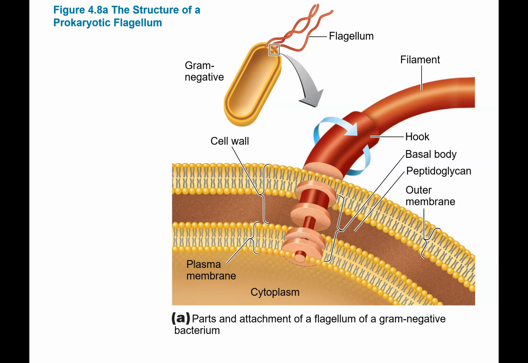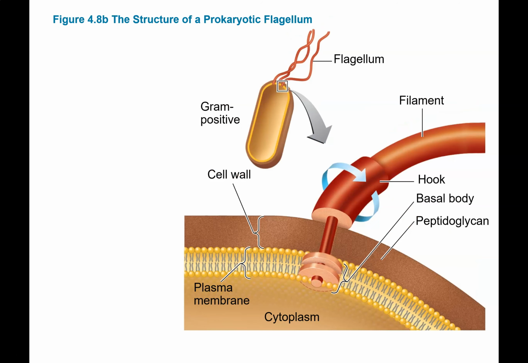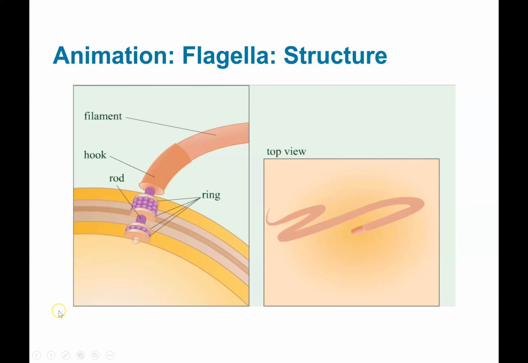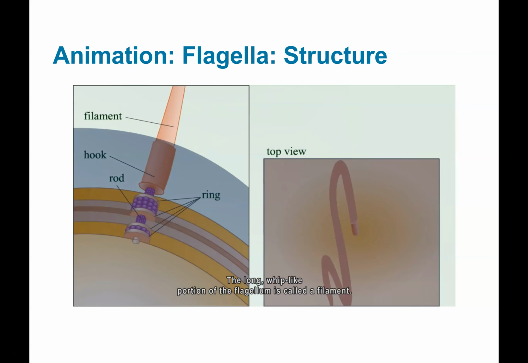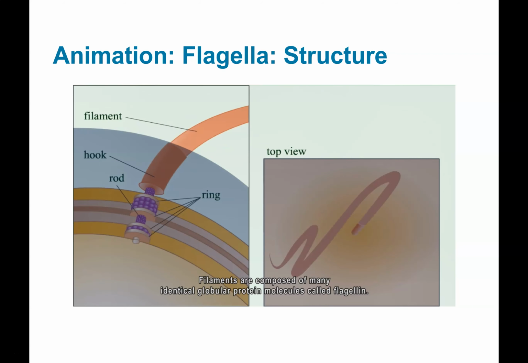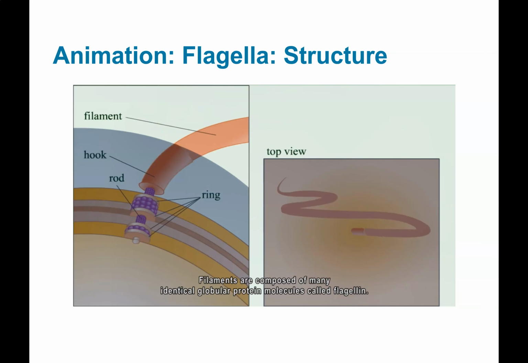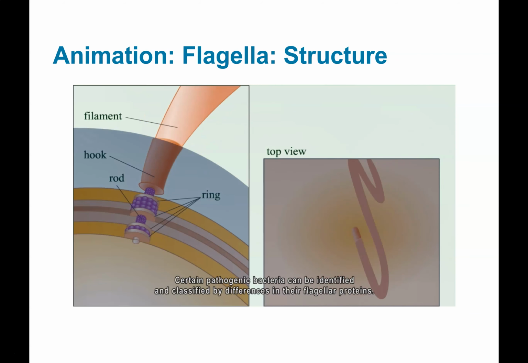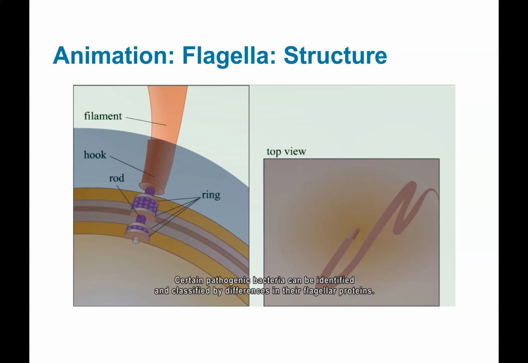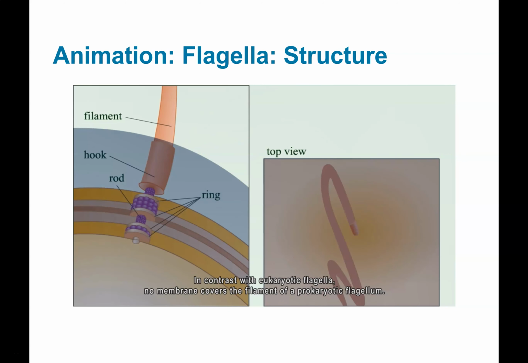This is for a gram-negative bacteria. And then this is how it's embedded within a gram-positive bacterial cell wall and membrane. Here's the animation. The long whip-like portion of the flagellum is called the filament. Filaments are composed of many identical globular protein molecules called flagellin. Molecules of flagellin form helical chains around a hollow core. Certain pathogenic bacteria can be identified and classified by differences in their flagellar proteins. In contrast with eukaryotic flagella, no membrane covers the filament of a prokaryotic flagellum.